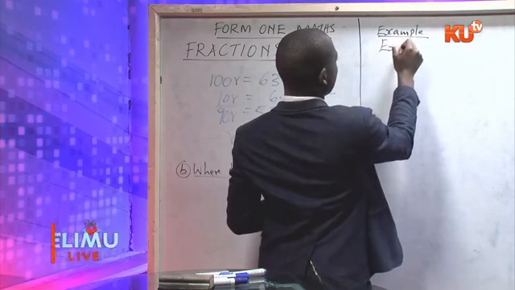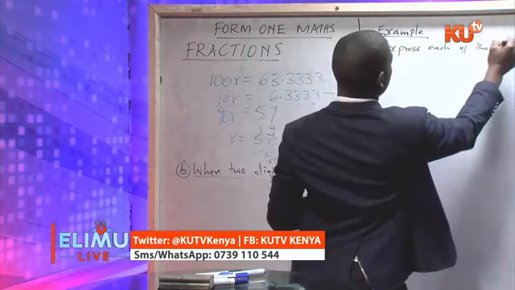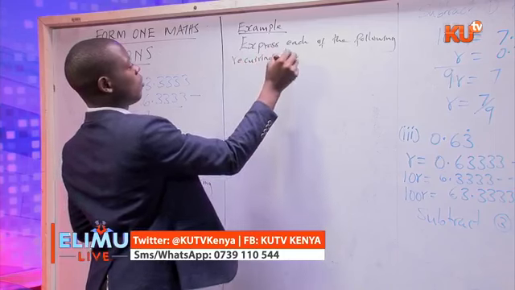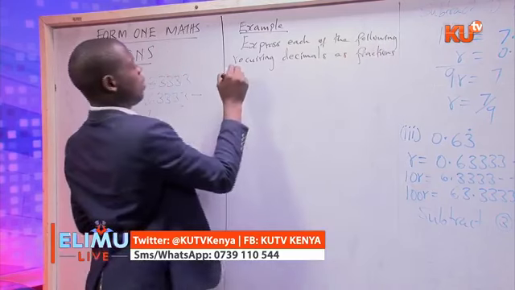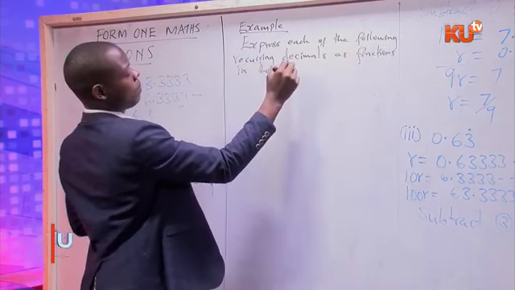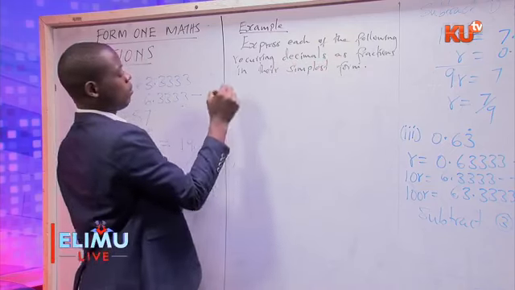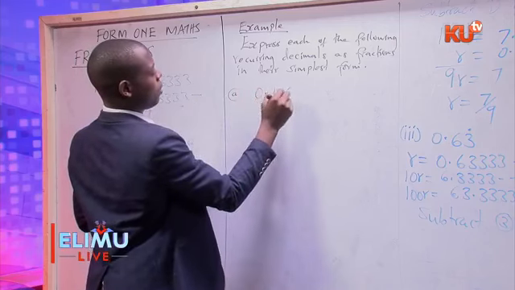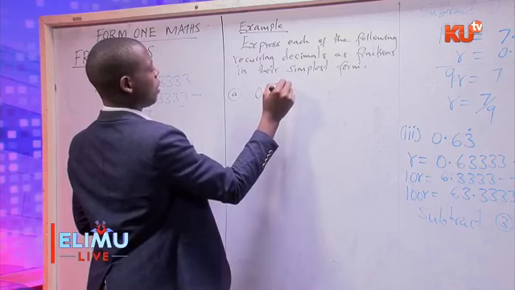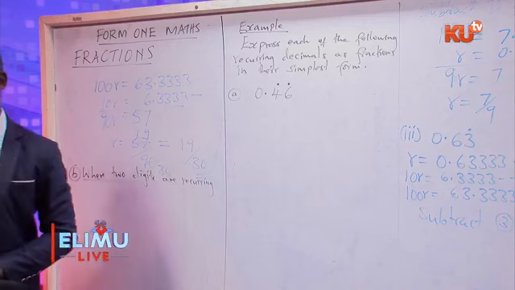We are told to express each of the following recurring decimals as fractions in their simplest form. So we have 0.46, with a dot on 6 and a dot on 4, meaning that 4 and 6 are recurring.